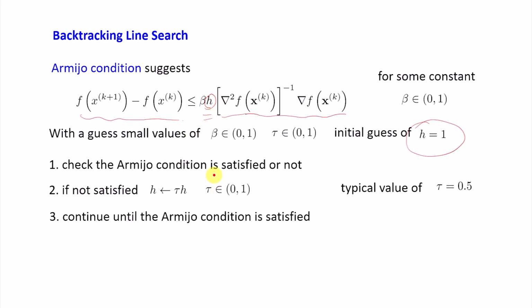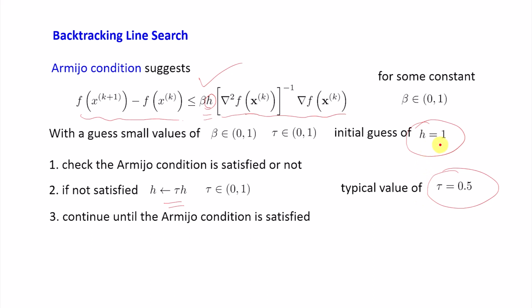The idea of the Armijo condition is the same as what we did in the steepest descent method. We start with an initial guess of h, and then we check whether this condition is satisfied. If it is satisfied, it is fine. If it is not, then we reduce h by multiplying with a tau, and the usual value of tau is 0.5.